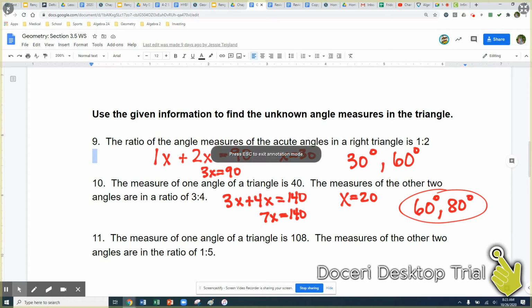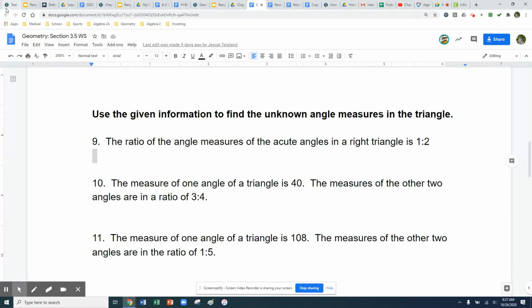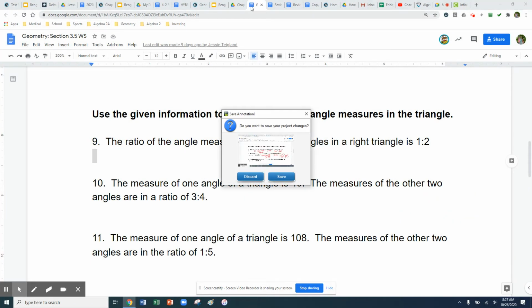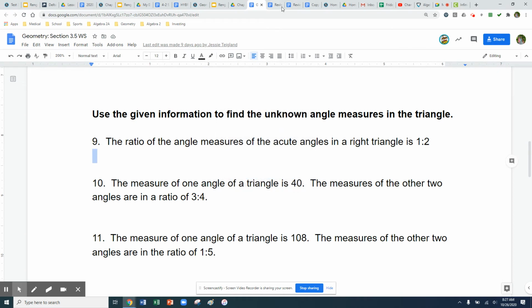So we'll head to the review. I want to just talk a little bit about the remote interior angles in a triangle, and just talk about a couple different ways you can take a look at it.